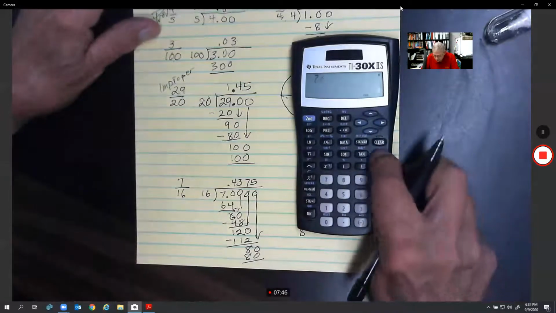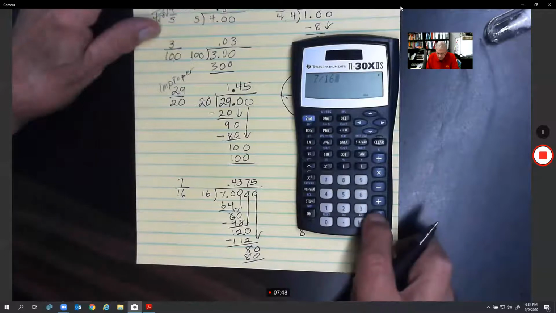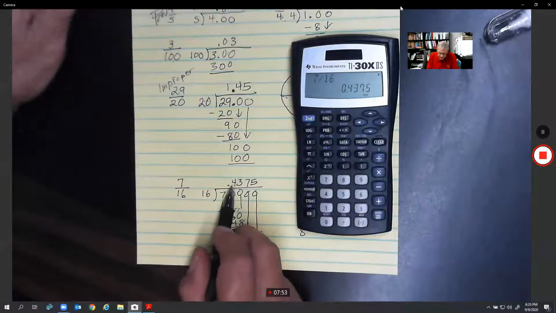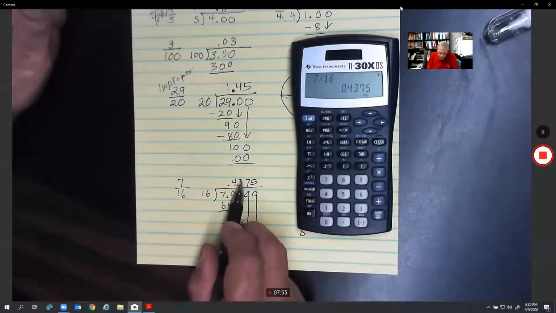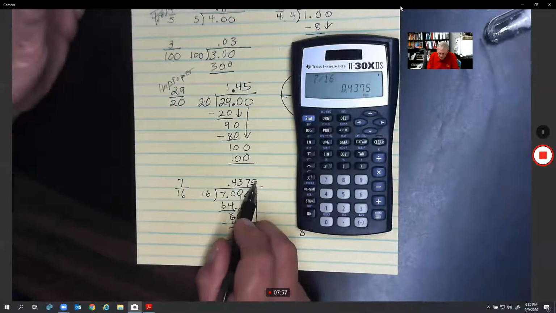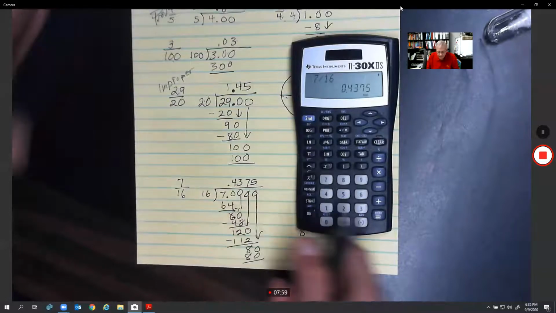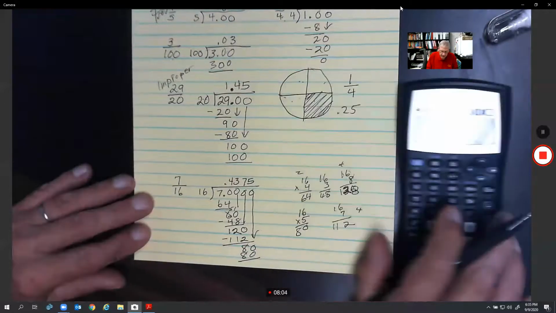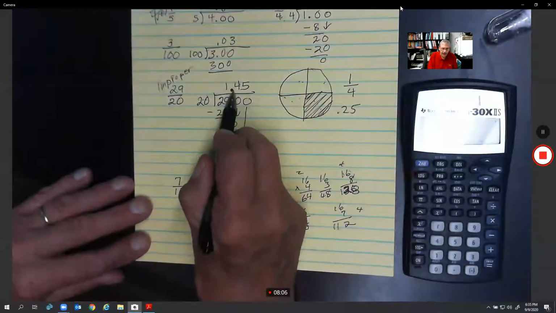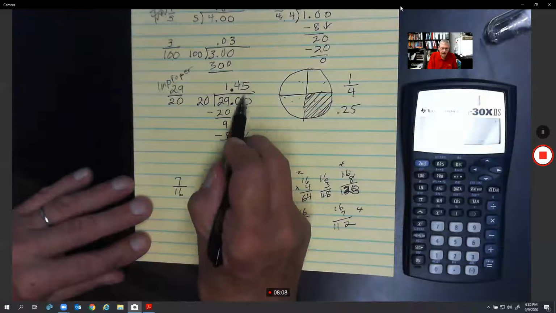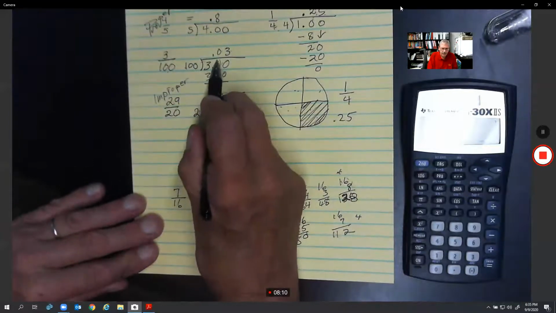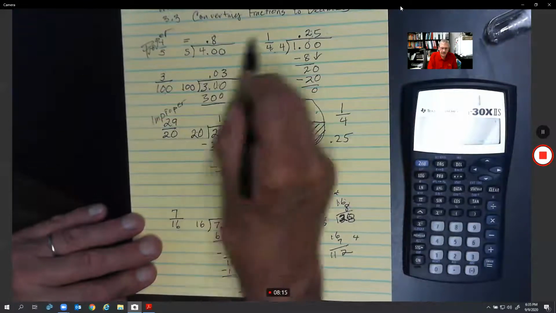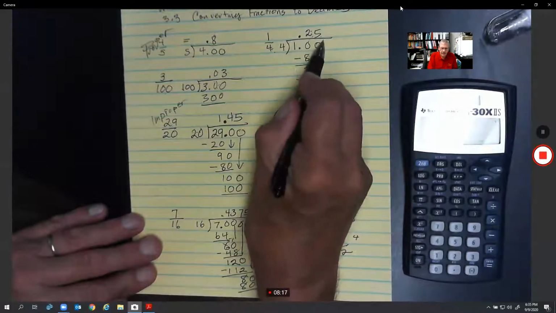7 divided by 16 is 0.4375. How would you say this? 4,375 ten-thousandths. And same thing here, this would be 1 and 45 hundredths. This is 3 hundredths, 8 tenths, 25 hundredths.